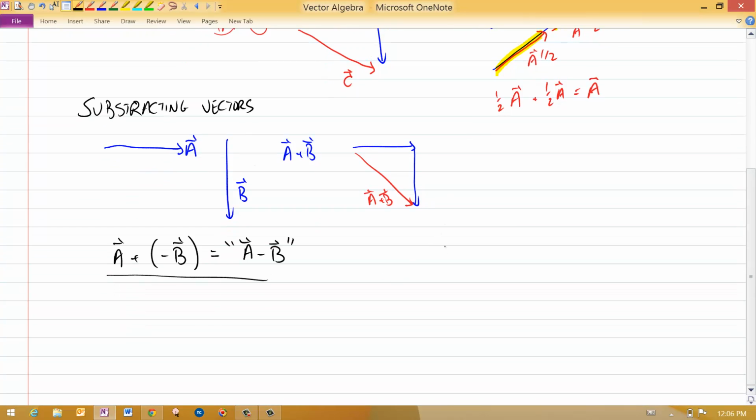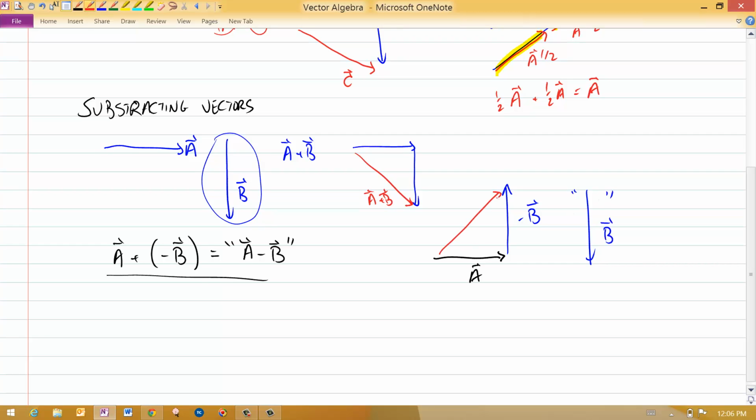So first I do A. There's the A. Now minus B is a vector which is in the same direction as B but points in the opposite direction. So here's what minus B looks like. B goes in this direction, so minus B goes upwards. So this vector is what A minus B looks like. First I go along A, then I go along minus B. So there's the A minus B vector.